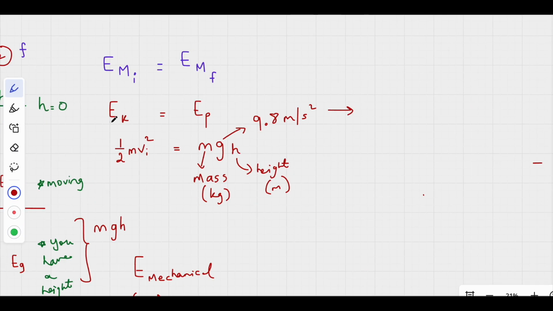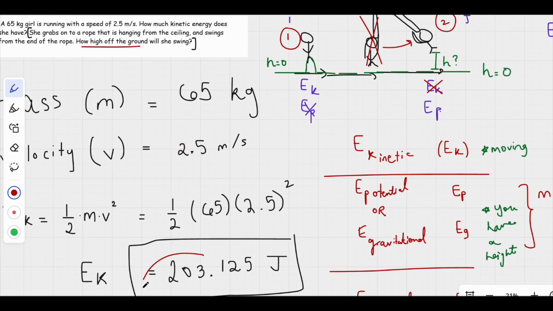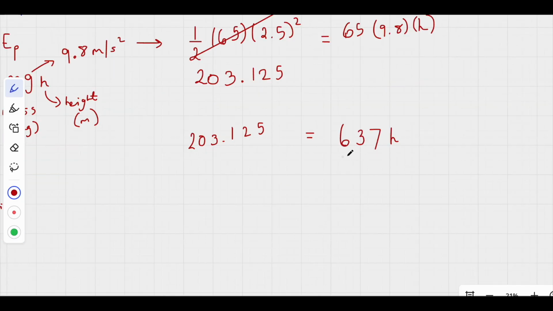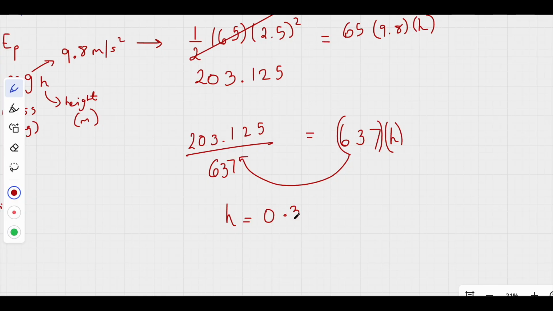And now we just plug everything in. So we have 1/2 times the mass of 65 times 2.5 squared. And we already got that number here. It's 203.125 equals mass of 65 times 9.8 times the height, which is what we're looking for. Now we can simplify this, which is 637 times h. Now in order to simplify, we always bring the number that's being multiplied to the other side and divide. So when we divide this by 637, we get a height of 0.318 meters. And that's the final answer.